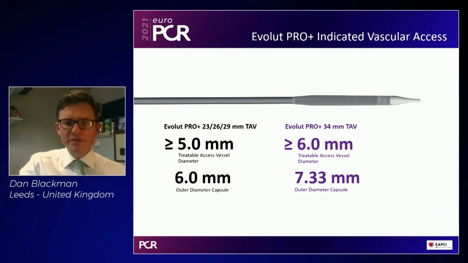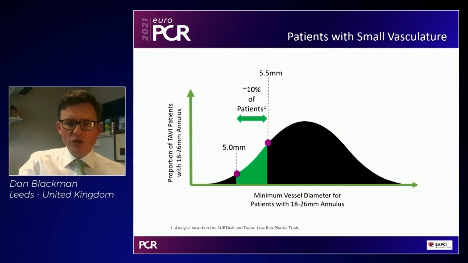With the 34 millimeter valve, the addition of the pericardial wrap actually means an increase in outer capsule from 6.7 to 7.3, meaning we can treat patients down to 6.0 millimeters, 18 French, so a slight increase in size, but these are, of course, generally larger patients with larger access vessels. What does this mean for our patients and for our practices?